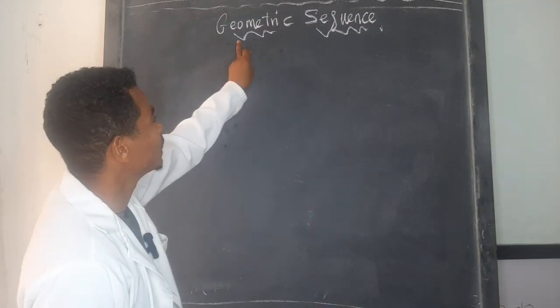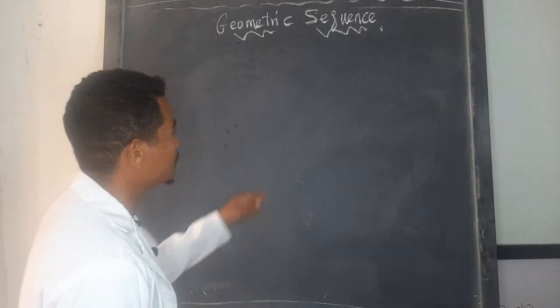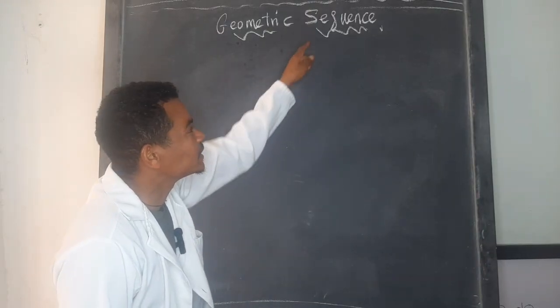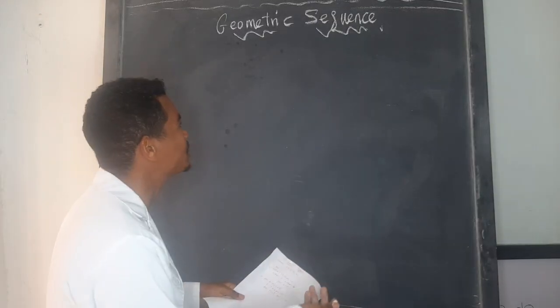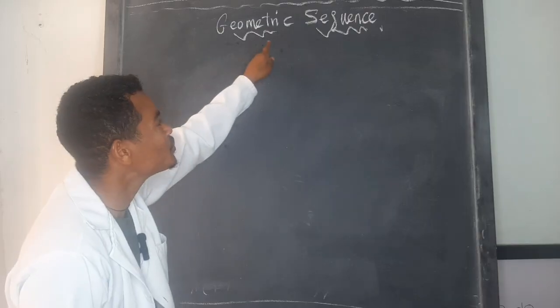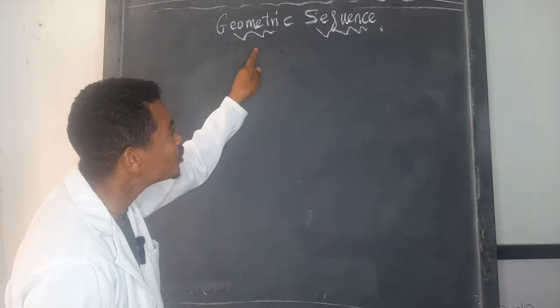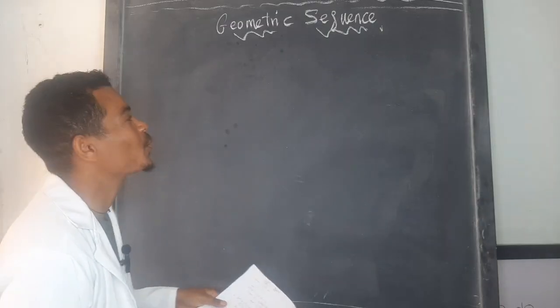Okay, we will discuss geometric sequences. We have seen that a sequence is a function whose domain is the set of natural numbers or positive integers. A geometric sequence is a type of sequence in which the ratio between each pair of consecutive terms is a non-zero constant.